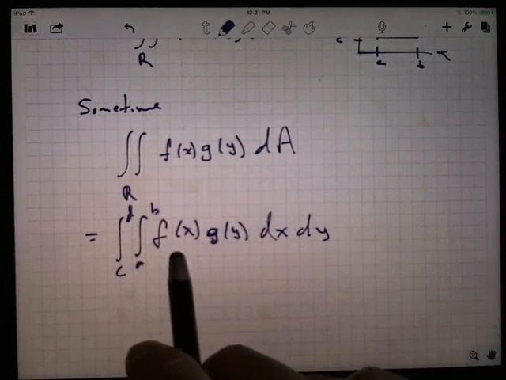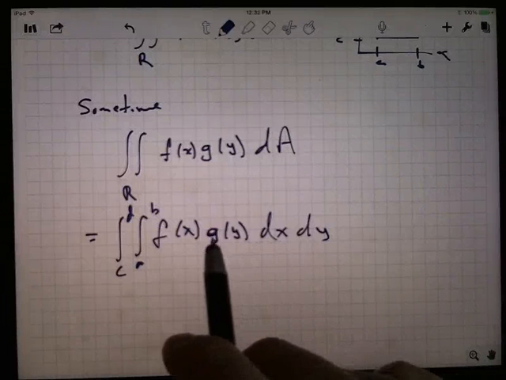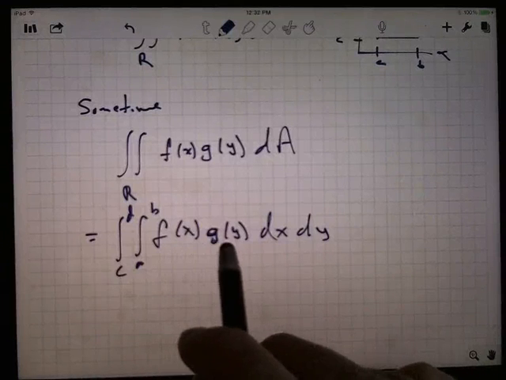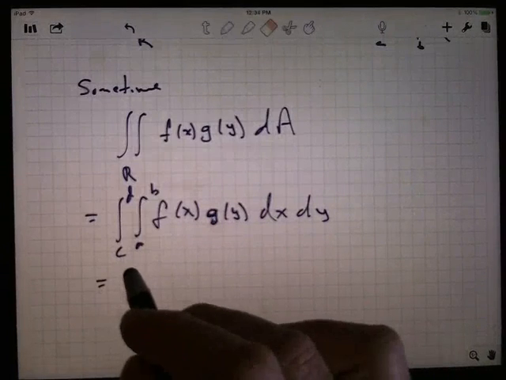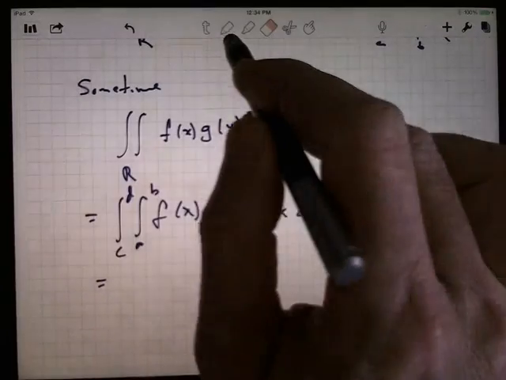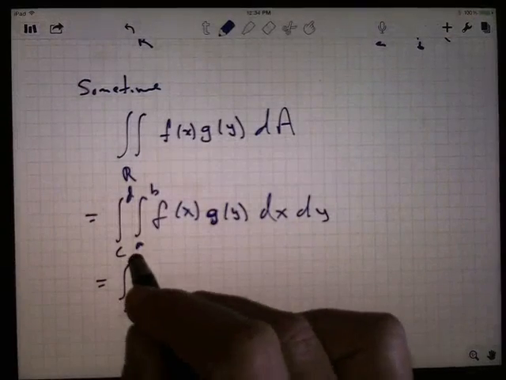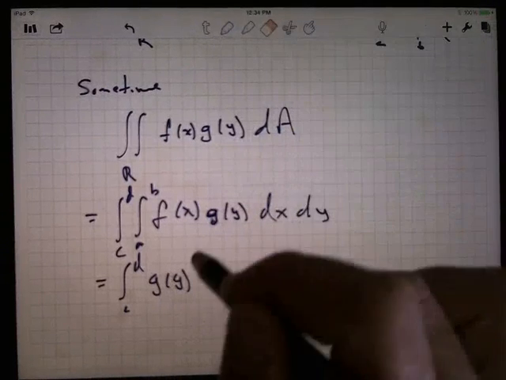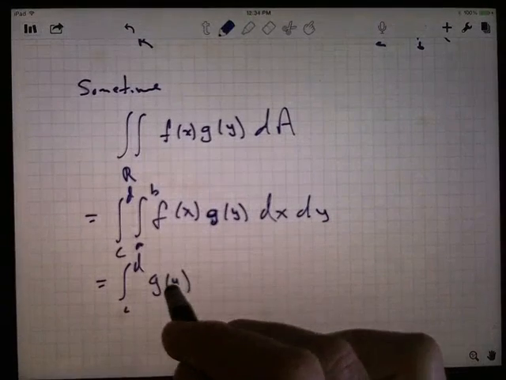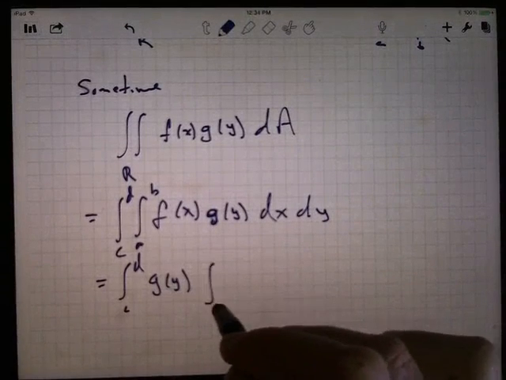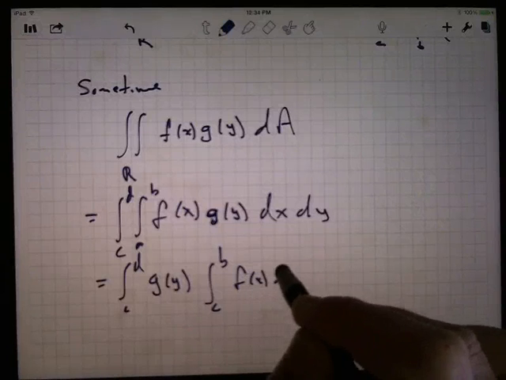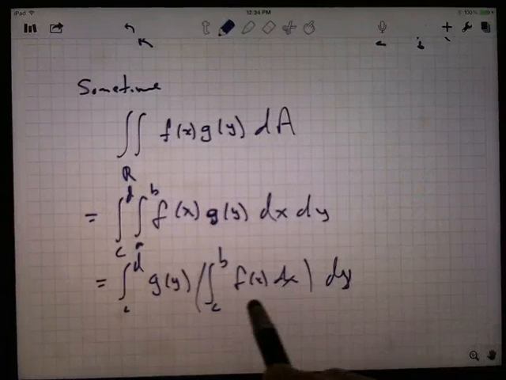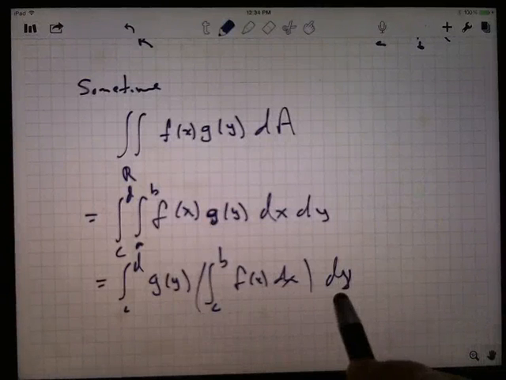The inside integral here is with respect to x. Well, g of y is just a constant with respect to x. So you're multiplying by that constant. Well, heck, you can just pull that right outside the integral. And it looks like this. You've got the integral from c to d of g of y. Boy, my g's and my y's look a lot the same, don't they? g of y times the integral from a to b of f of x dx dy. So do that inside integral, multiply by g of y, and then multiply by dy.